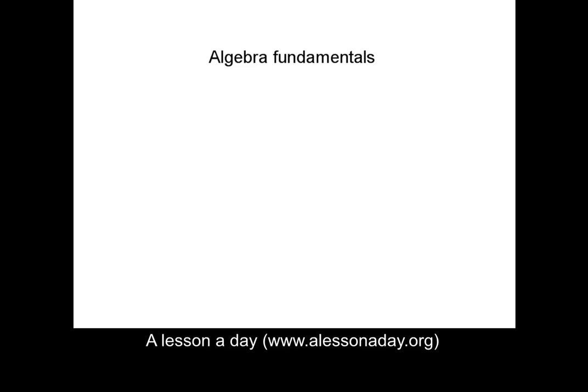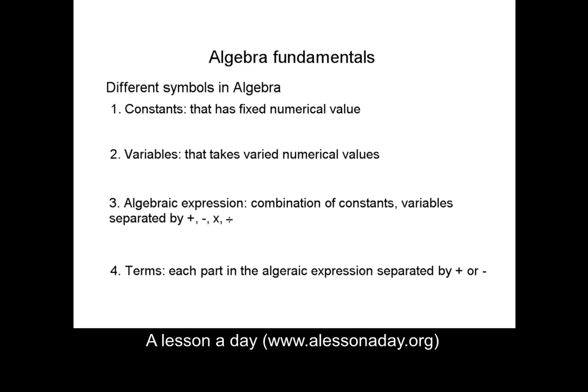And start with some fundamentals in algebra. Let's see what are the different symbols we have in algebra. The four major symbols we have are constants, variables, algebraic expressions, and terms. Let's start with a constant.